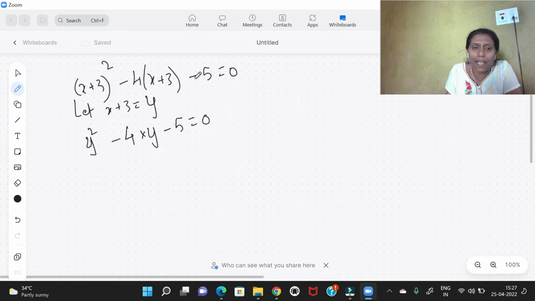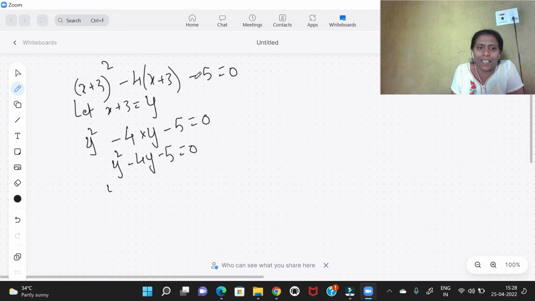What have I done? I have replaced x + 3 with y. What did I do? I said let. Assume this. So instead of the big expression, I am making it a smaller one, so that I will not run into any confusion when I am writing. There won't be any chance of mismatching plus and minus. So I am happy.